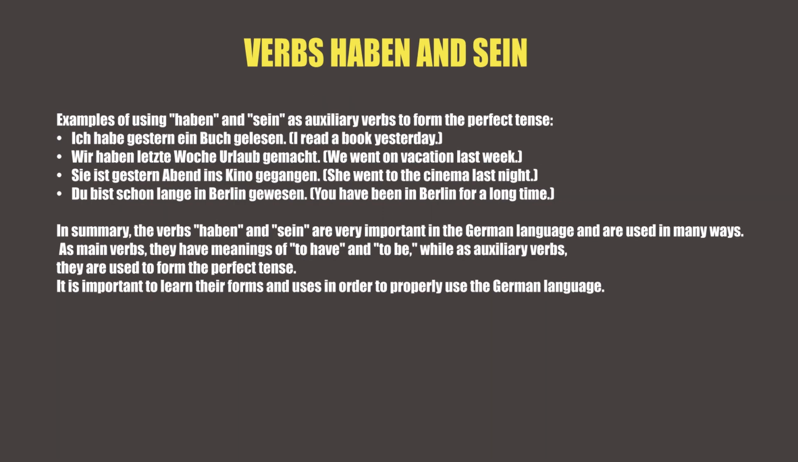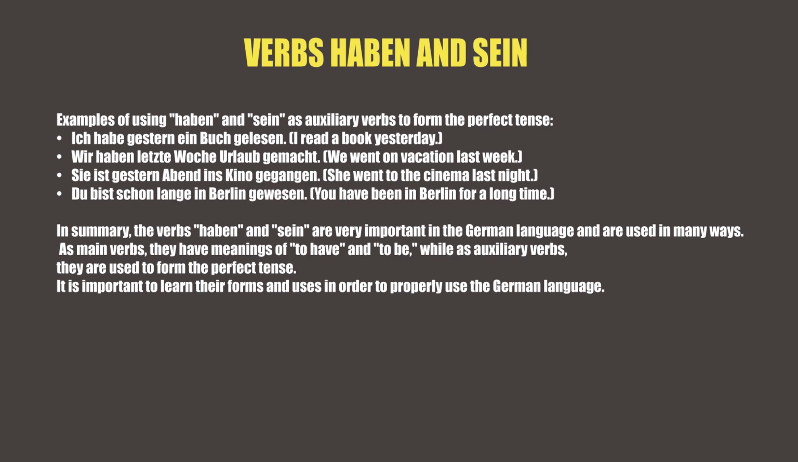Verbs haben and sein. Example of using haben and sein as auxiliary verbs to form the perfect tense. Ich habe gestern ein Buch gelesen. I read a book yesterday. Wir haben letzte Woche Urlaub gemacht. We went on a vacation last week. Sie ist gestern Abend ins Kino gegangen. She went to the cinema last night. Du bist schon lange in Berlin gewesen. You have been in Berlin for a long time.